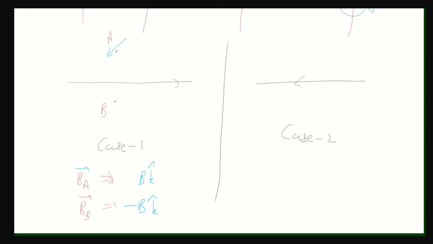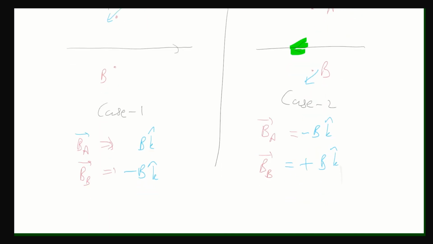But what if I consider current in the opposite direction, and again consider the same 2 points A and B? Now if you place your right hand thumb along the current, you will realize that at A point fingers are going in, and at B point fingers are coming out, and hence at A point magnetic field is along negative x-axis, whereas at B point it is along positive x-axis.